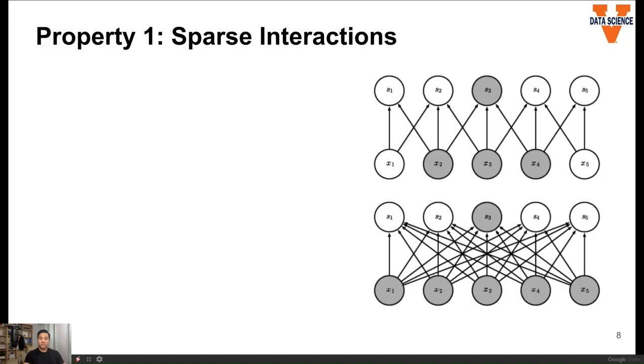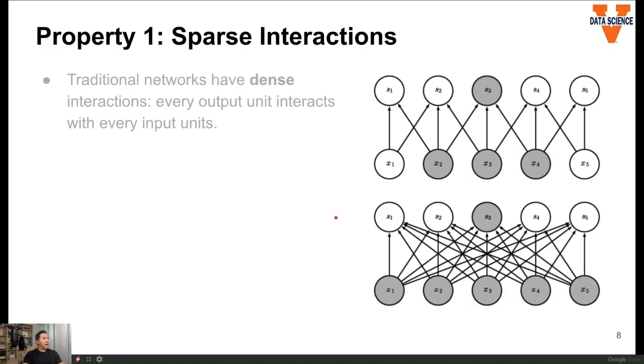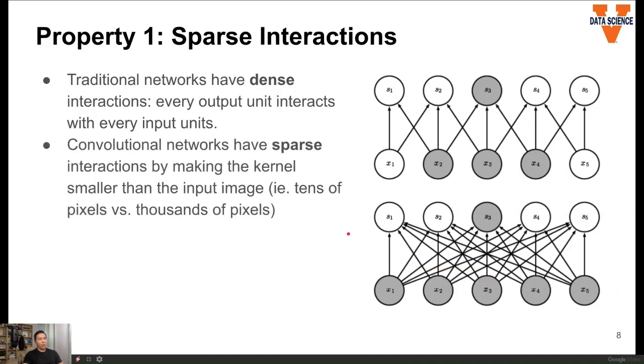Property one, sparse interactions. As you already know, traditional neural nets have dense interaction. What it means is every output interacts with all of the inputs from the previous layer. This creates a very dense connection, as you see here. Now, convolutional neural networks have sparse interaction. What it means is that each output only interacts with a subset of the input neurons.